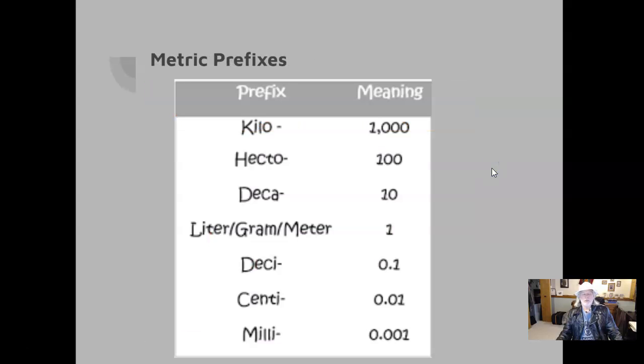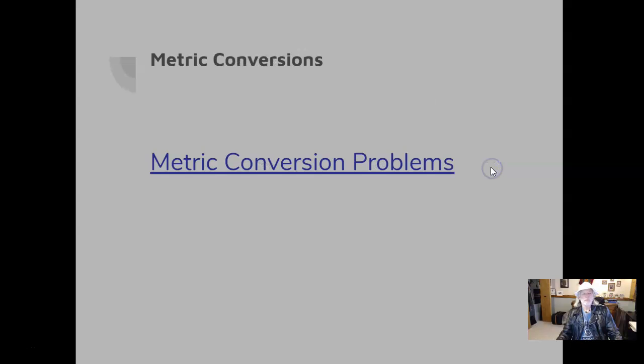We also did our metric prefixes. Now, the ones we concentrated on were kilo, meaning 1,000 of something, centi, meaning 1/100th, and milli, 1/1000th. You will have some metric conversion problems, the one-steppers, such as how many meters in 5 kilometers, those type. In the non-video portion of this, there's a link for some conversion problems, or the easiest thing to do is just make up your own.